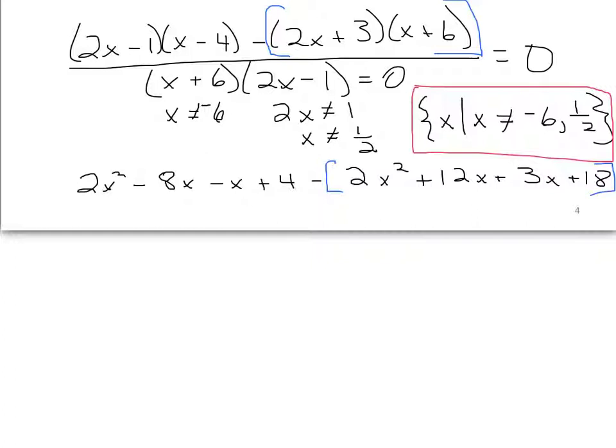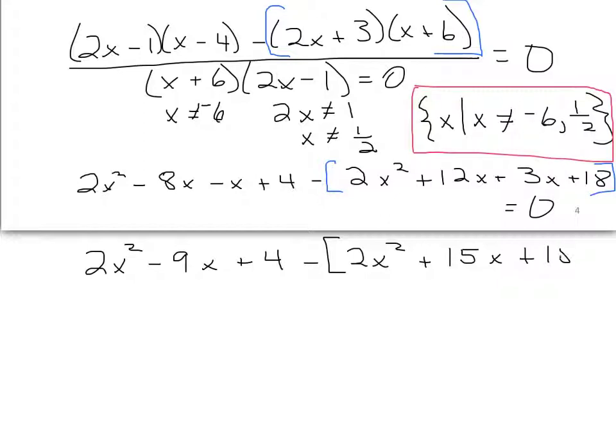All of that equals 0. So let's go ahead and combine our middle terms. 2x squared minus 9x plus 4 minus bracket 2x squared plus 15x plus 18 equals 0. And now we can distribute this negative sign, which means change subtraction to addition like this. Add a line and change the sign of everything in the brackets.